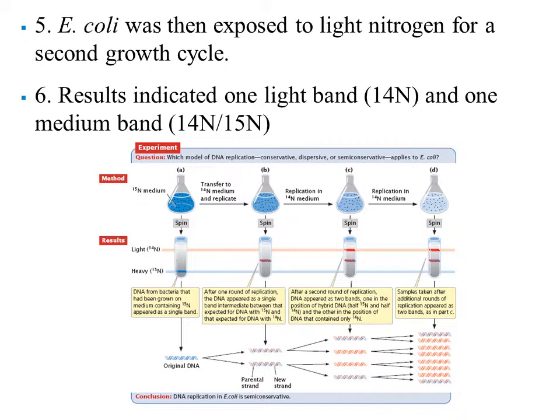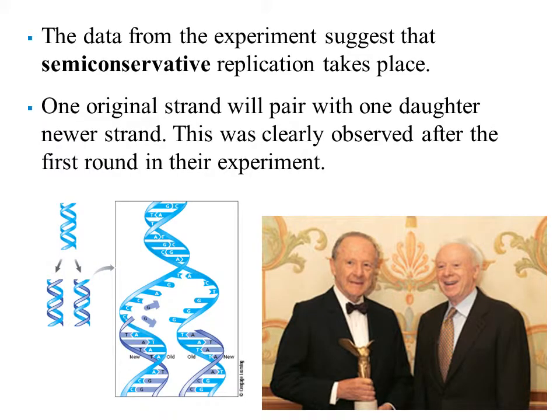Step 5. E. coli was then exposed to light nitrogen for a second round of growth. Step 6. Results indicated one light band and one medium band. The data from the experiment suggests that semi-conservative replication took place. One original strand will pair with one newer daughter strand. This was clearly observed after the first round of replication.